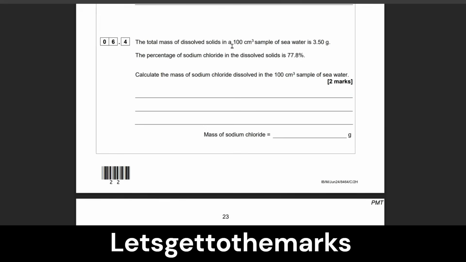The total mass of dissolved solids is 3.5 grams. The percentage of sodium chloride in the dissolved solids is 77.8. Calculate the mass of sodium chloride dissolved in 100 cm³. So we just need to do 77.8 percent of 3.5.